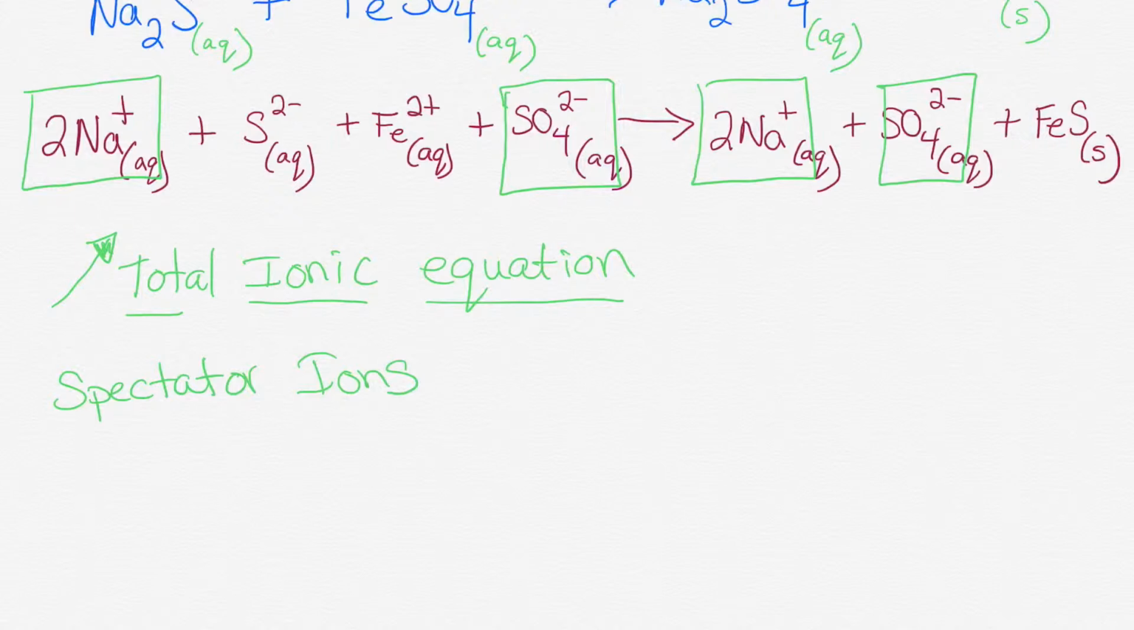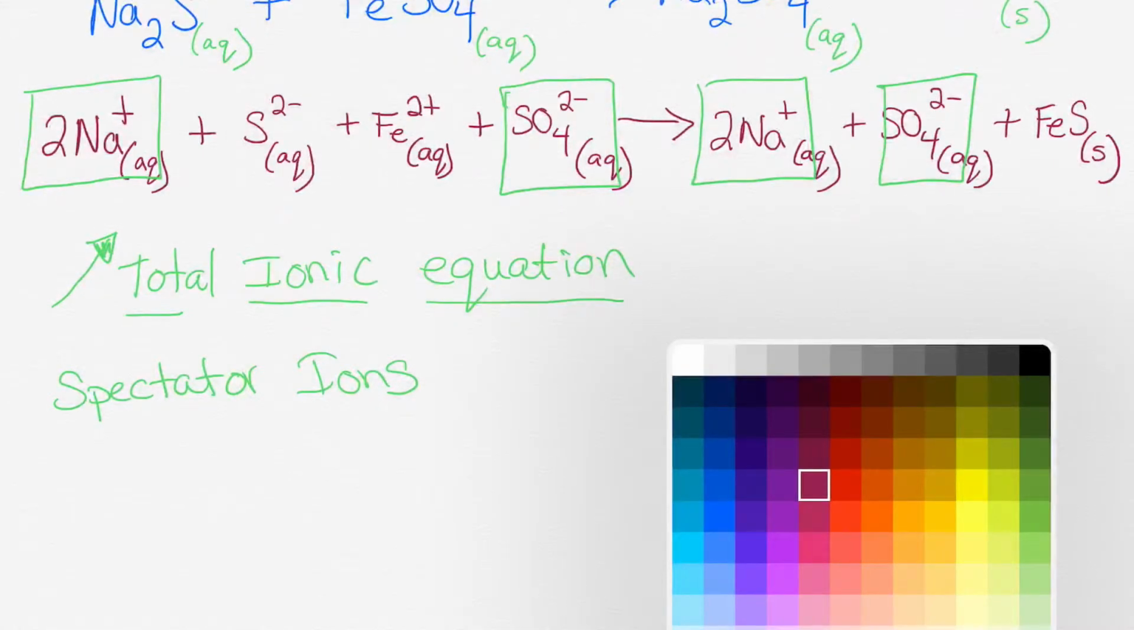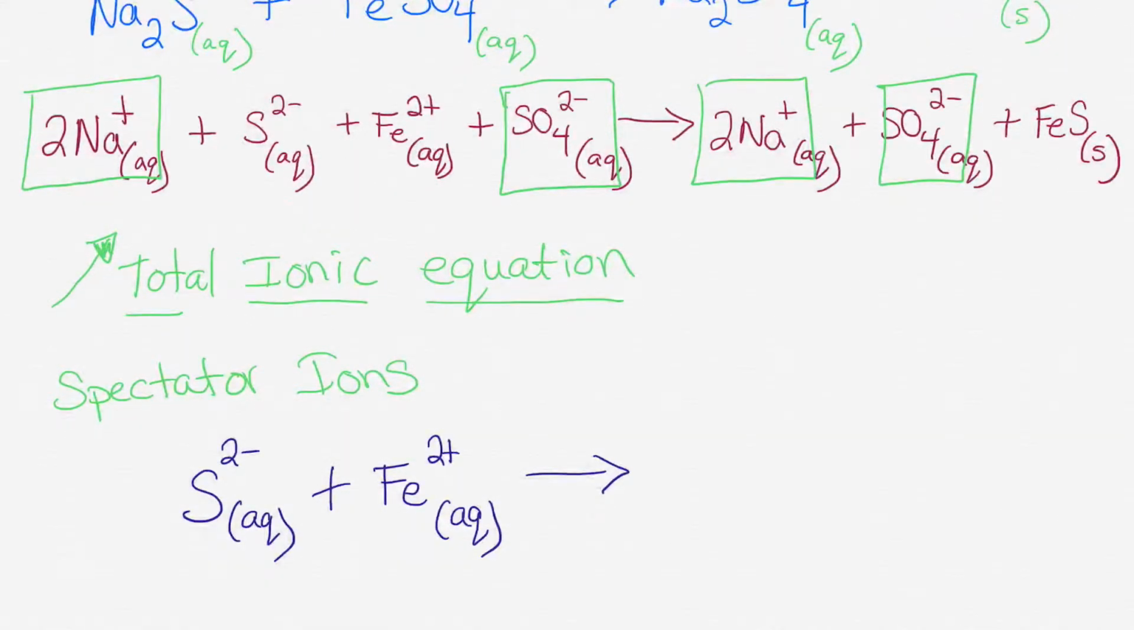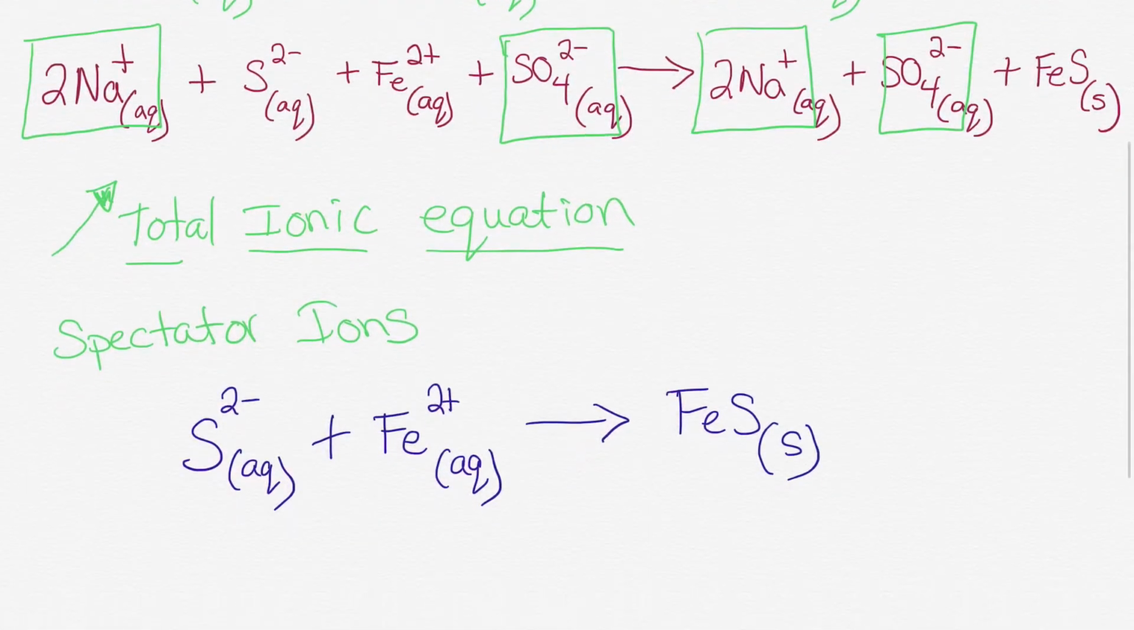So what we're going to do is get rid of those spectator ions, and we're going to rewrite our equation showing everything that isn't the spectator ions. So our equation now looks like this. We've got S2-, that was aqueous, and an Fe2+, that was also aqueous. And now we're producing FeS, which is our solid. Okay, and now this reaction is called a net ionic equation.